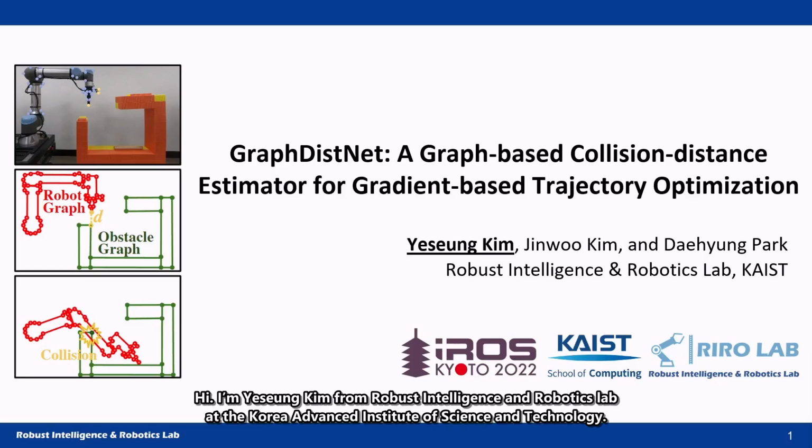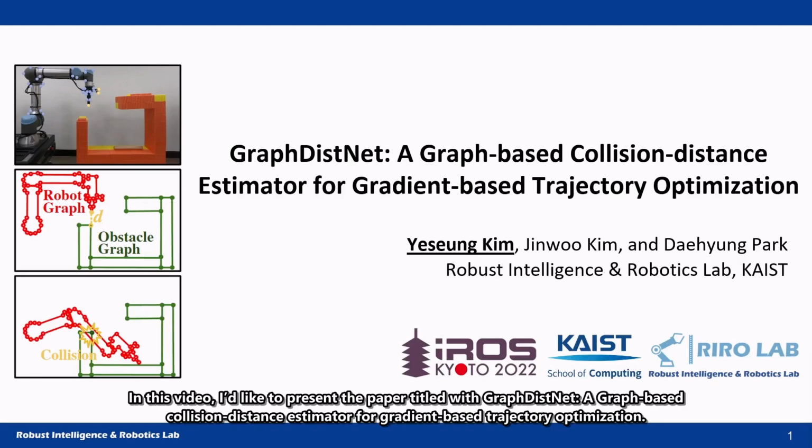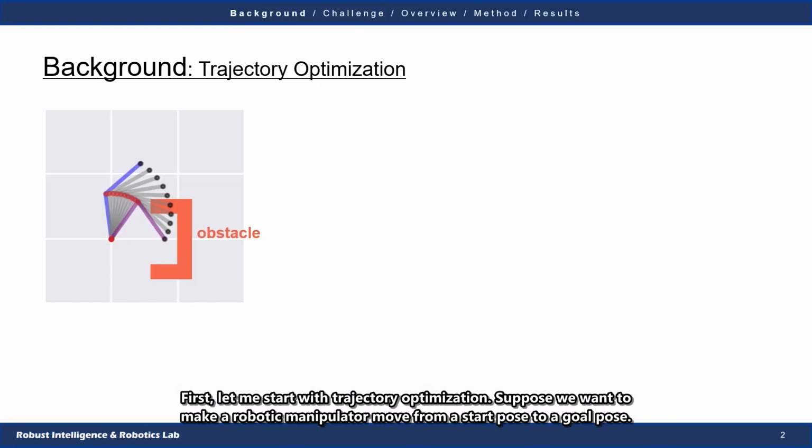Hi, I'm Yeseung from Robust Intelligence and Robotics Lab at Korea Advanced Institute of Science and Technology. In this video, I'd like to present the paper titled GraphDistNet, a graph-based collision distance estimator for gradient-based trajectory optimization. First, let me start with trajectory optimization.